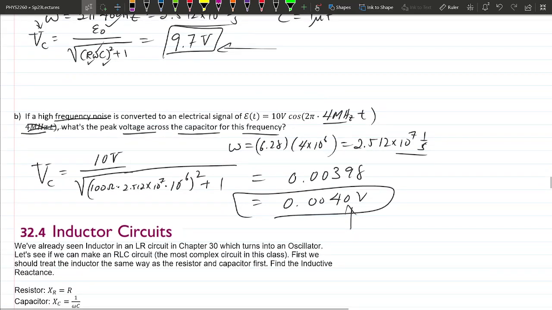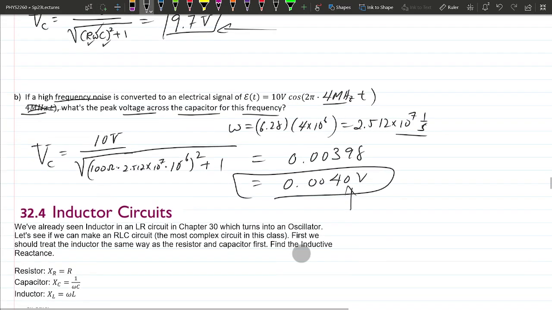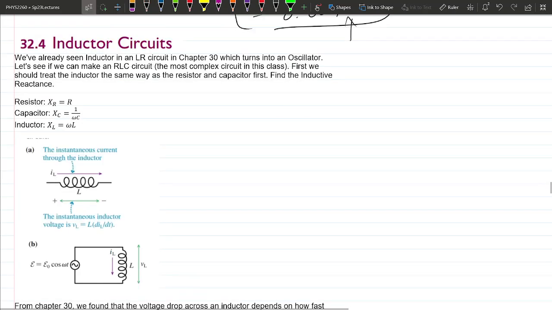And you want this number to be basically whatever the EMF source is. Okay, all right. Now let's move on to our next component, which is the inductor.